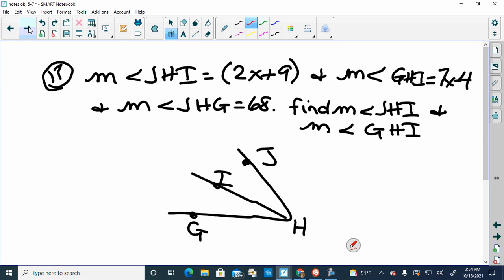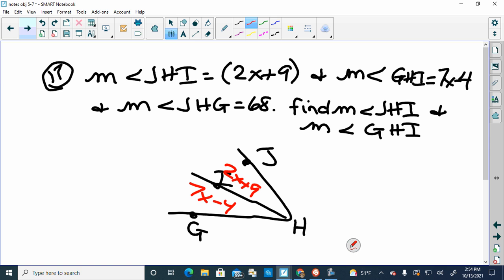Okay, so JHI. So JHI is this one right here. So this is 2x plus 9. And then GHI, so GHI would be this one right here, is 7x minus 4.